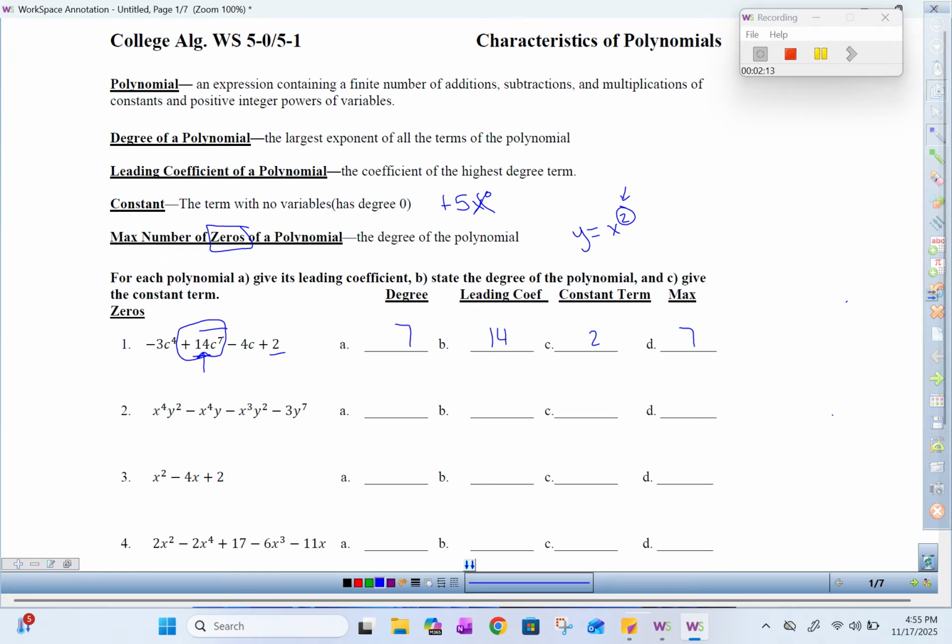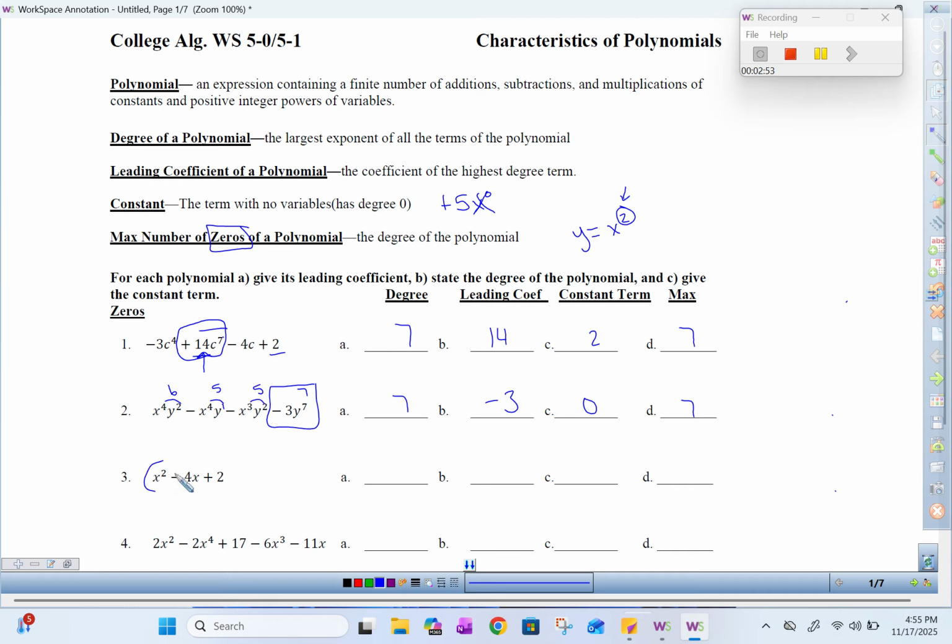It may not be 7 total. When we have multiple variables in a polynomial, we are going to add those exponents to figure out the highest term so we can identify our degree. So going through here, we've got 6, 5, 5, and 7. So this is our leading term. Degree is 7 again, leading coefficient -3. Our constant is 0 since we don't have one. And then our max number of zeros has to match the degree, so it's 7.